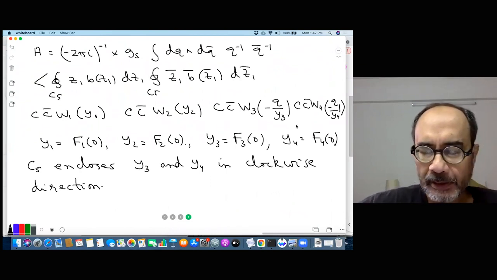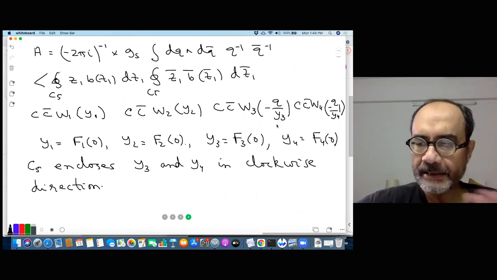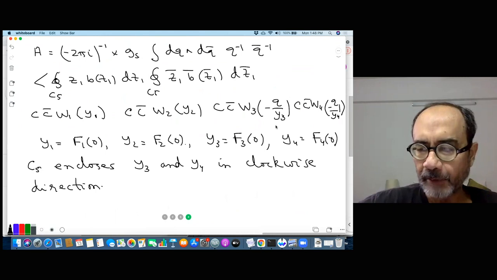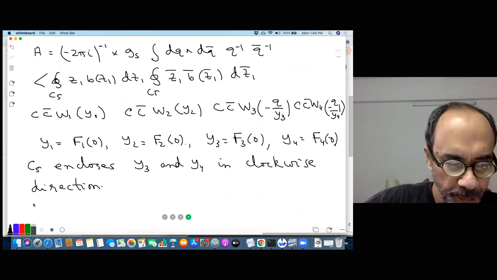Now I'm going to simplify even further. Again, let me just say that all these are choices. The final answer is independent of these choices. We'll simplify further by taking y3 equal to infinity.